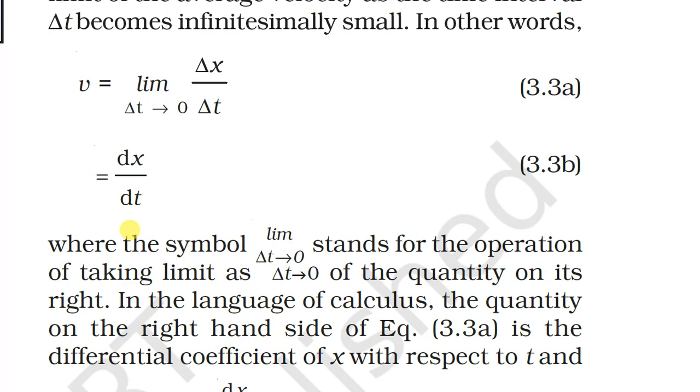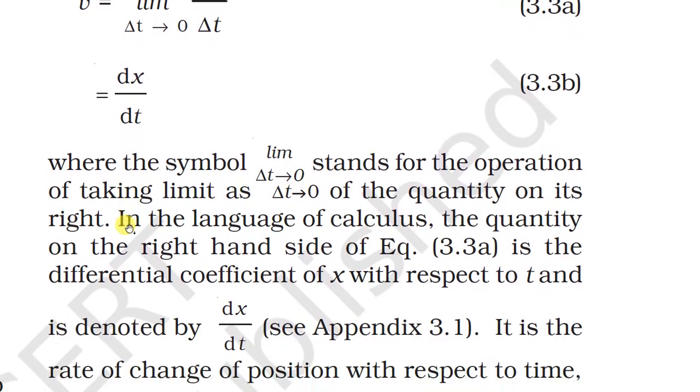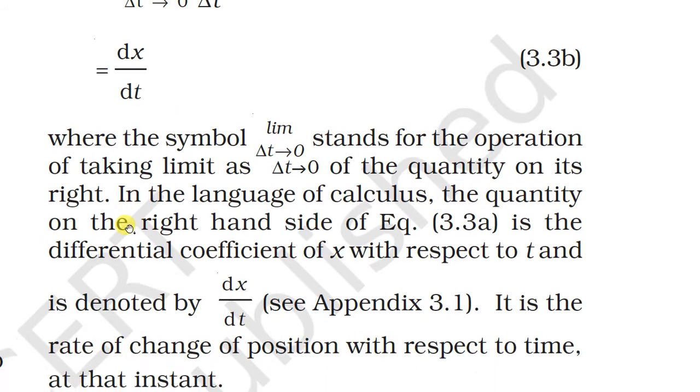Here dx upon dt, where the symbol of limit delta t tends to 0 stands for the operation of taking delta t tending to 0 of the quantity on the right. In the language of calculus, the quantity on the right-hand side of the equation is the differential coefficient of x with respect to time. I will tell you more about differentiation and integration later.